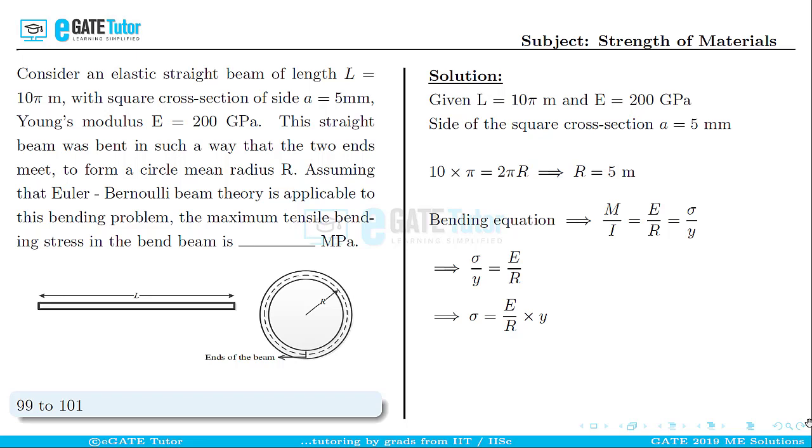Therefore, we get sigma is equal to 200 into 10 power 3, that is nothing but gigapascal converted into megapascals, divided by r, which is 5 multiplied by 10 power 3 will give us the radius in mm, into y, which is nothing but the distance between the neutral axis and the outermost layer. Since the beam has a square cross section, it will be equal to half of the side. So simplifying this will give us the bending stress equal to 100 megapascals.